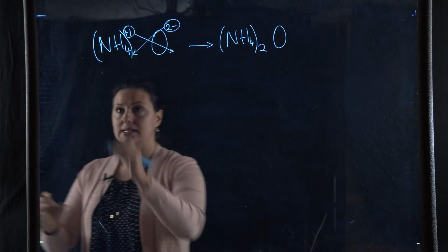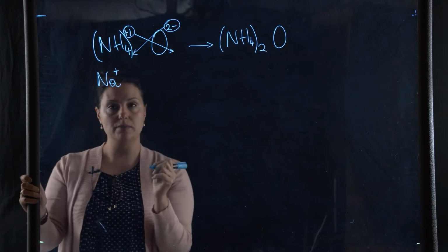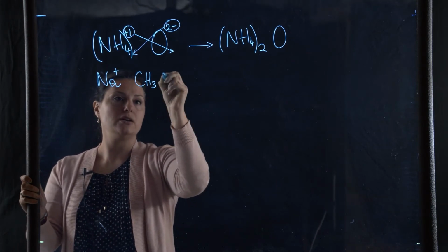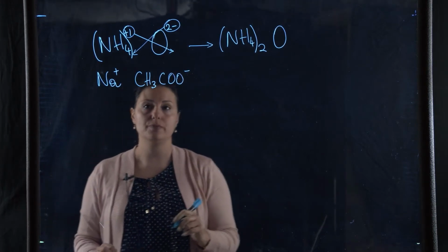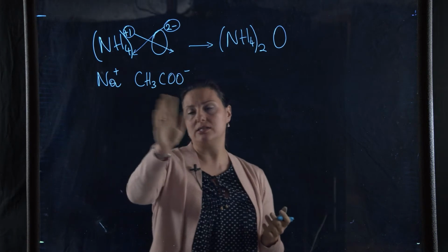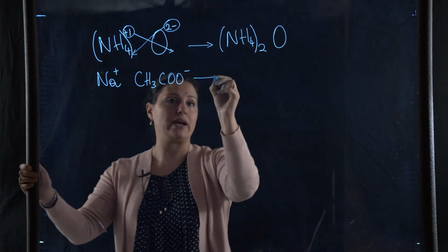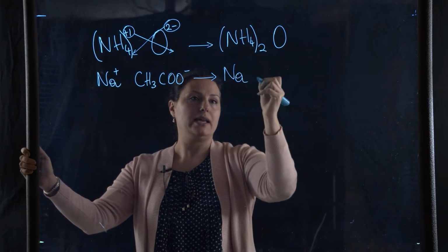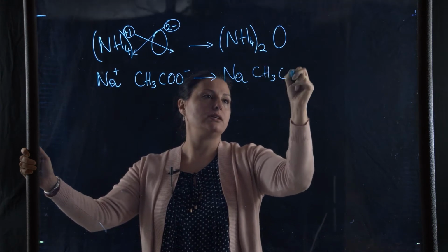Sodium and acetate. Sodium is a group 1, so it always has a +1 charge. And then acetate is CH3COO minus, has a -1 charge. This is very easy because they have the same, it's a +1 and a -1, so I can write these, their charges match. So I can write NaCH3COO.